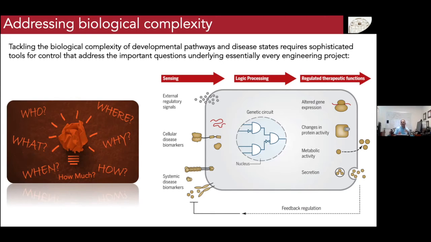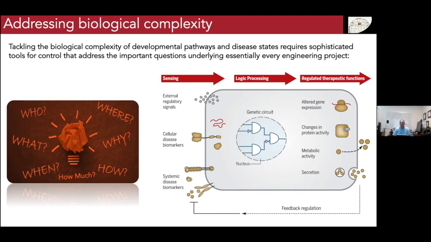A lot of what we do in synthetic biology is to create circuits that can sense what's going on either inside the cell or outside the cell, and then process that information, make decisions about what is being sensed, what's the internal state of the cell, what's going on outside the cell, and then regulate what happens inside the cell. So what's the therapeutic function that we might imagine doing inside the cell, or perhaps secrete something outside the cell in response to changing conditions?